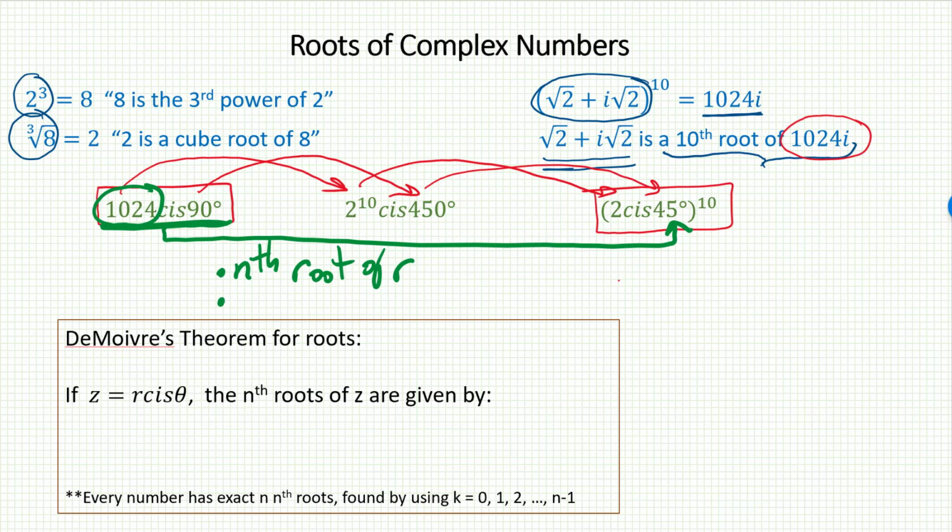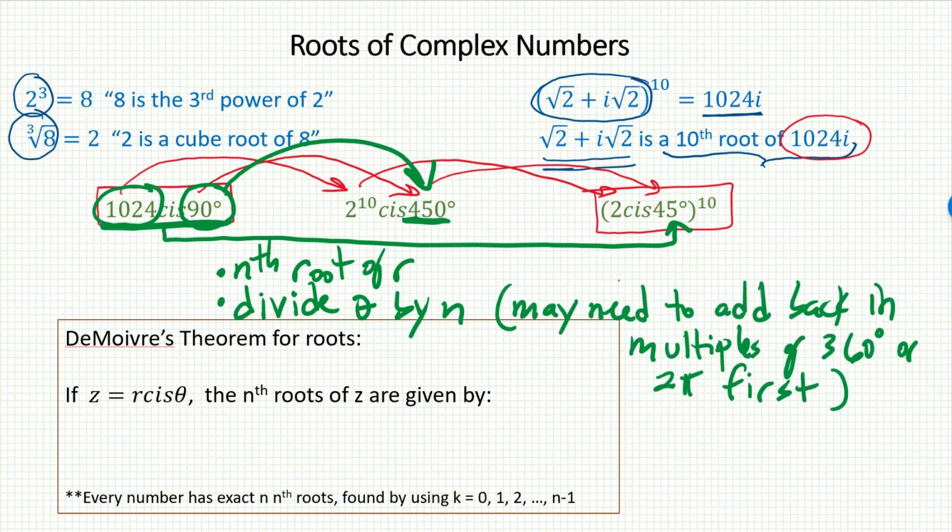What about the argument? Well, my original argument was 45, and I multiplied it by 10, which was the n, to obtain the 450. So obviously, to put it back to 45, I'm going to have to divide that argument, that theta, by n. 450 divided by 10 takes me back to the 45. However, because of that simplification step, I may need to add back in multiples of 360 degrees or 2 pi first. Well, that leads me to what's called de Moivre's theorem for roots.